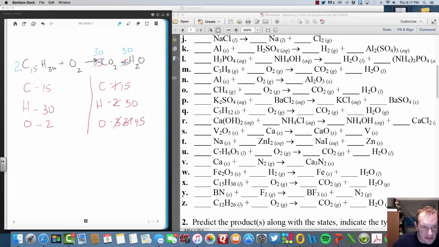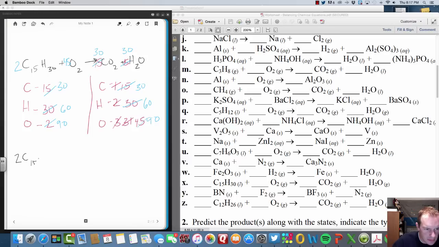We can see that this inventory is going to double to 30 carbons, 60 hydrogens, and 90 oxygens. And on this side, it's going to give us 30 carbons, and it's going to give us 60 hydrogens. We still have the 2 oxygens. So now how can we go to 90 oxygens in O2? Coefficient of 45. So that changes that to 90, and then we're balanced. We can go ahead and rewrite that chemical equation.